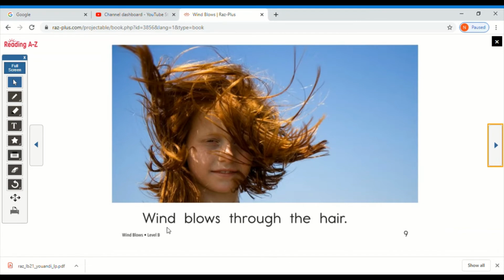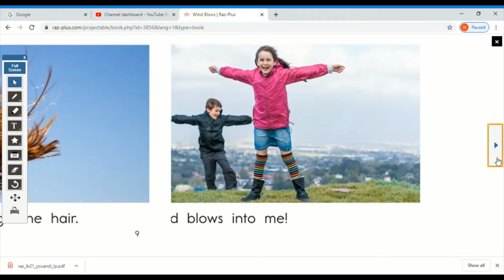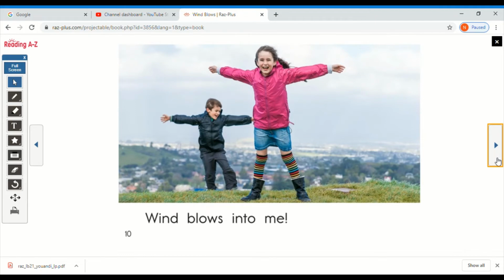Did you read wind blows through the hair? Give this page a try. Did you read wind blows to? See, this word is into. There's two chunks I know. Me. Wind blows into me. Great job. Let's go back to the beginning of our story now.